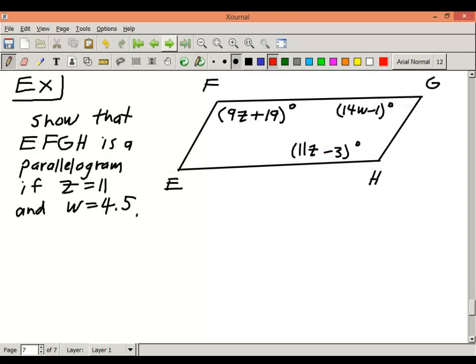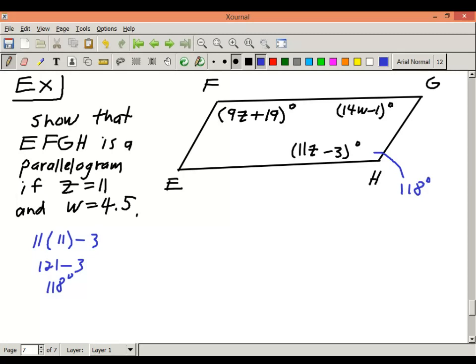Okay, one more example here. Show that quadrilateral EFGH is a parallelogram if z is equal to 11 and w is equal to 4.5. So it looks like we have three angles there to calculate. I'll do angle H first. So we got 11 times z, which is 11, minus 3. So it's 121 minus 3, so that's going to be 118 degrees. So this angle is 118 degrees.